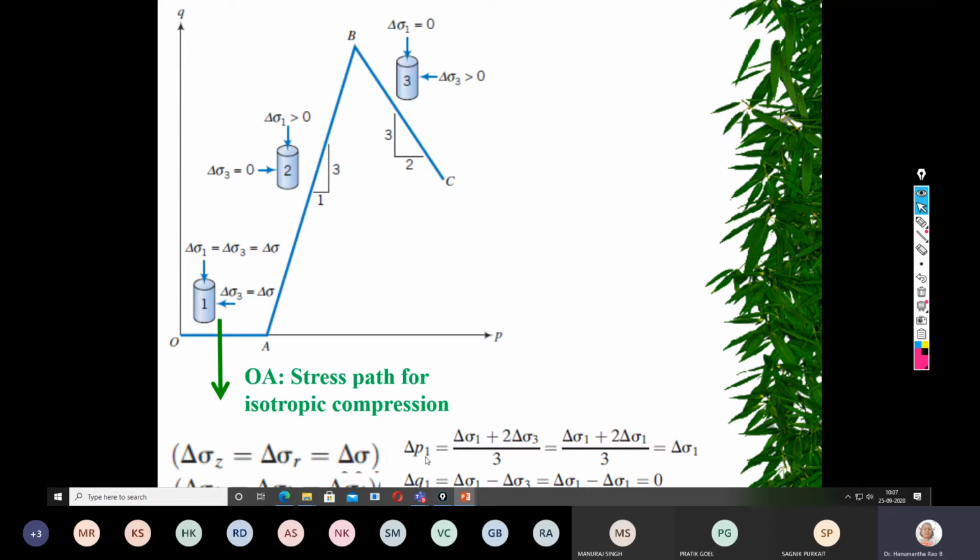These are some understandings of how to calculate P and Q. Delta P1 is (sigma 1 plus sigma 3) by 2. Since this is an isotropic condition, all three have been taken, that means sigma 1, sigma 2, sigma 3. Since sigma 2 is equivalent to sigma 3, which is again equivalent to sigma 1, we can say that the summation of sigma 1 plus sigma 2 plus sigma 3 is 3 delta sigma.